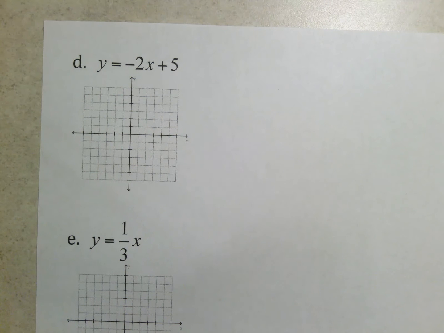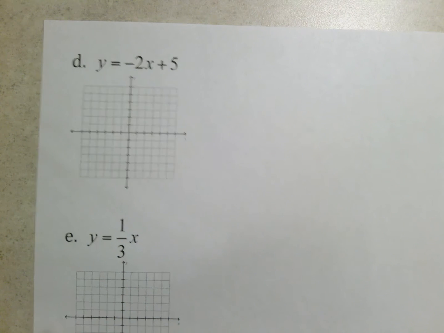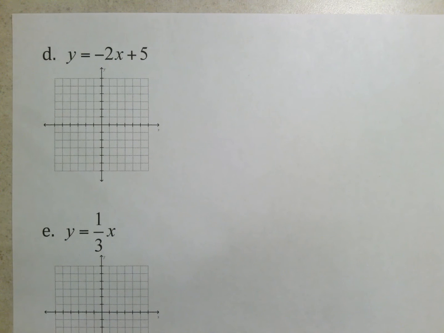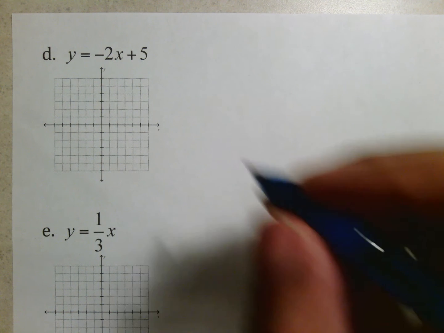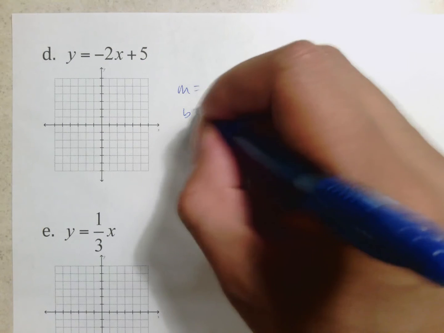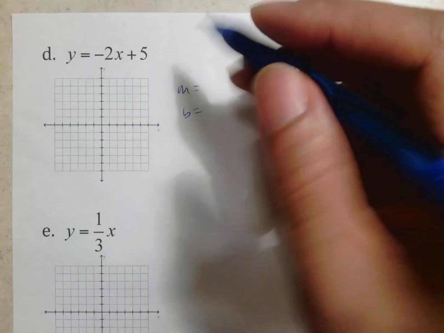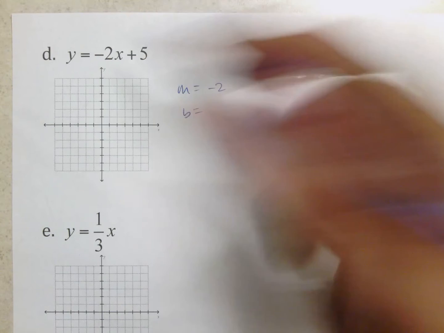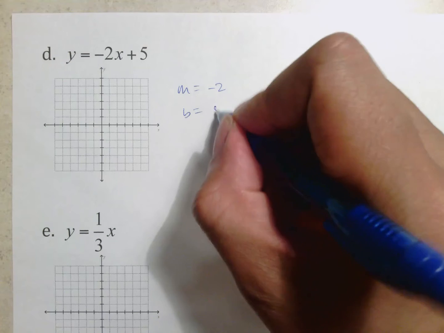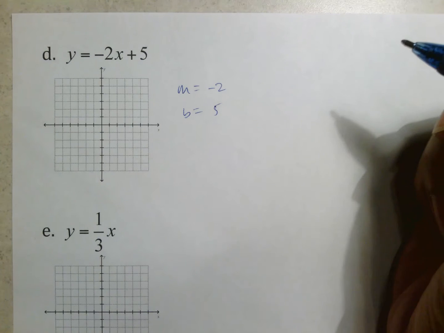When we did this last week, I had you actually find points by plugging in 0, plugging in 1, and I mean, that's nice, but for the most part what you're seeing is you really don't even need to do all that. You just use M and B, and graphing these things is easy. On D, M is in this case negative 2 because that's what's attached to X. B is 5 because that's what's by itself.